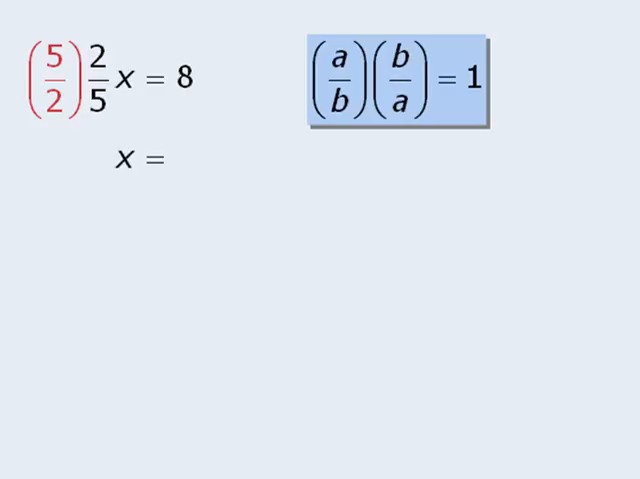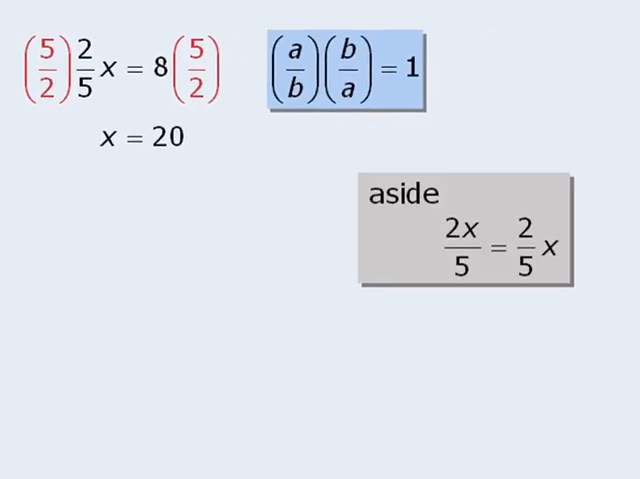So the product here is 1x, or just x. Now if we multiply the left-hand side by 5 over 2, we must also multiply the right-hand side by 5 over 2. When we multiply 8 by 5 over 2, we get 20, so the solution here is x equals 20. Now please note that we can express fractional coefficients in more than one way. For example, writing 2x over 5 is the same as writing 2/5 times x.